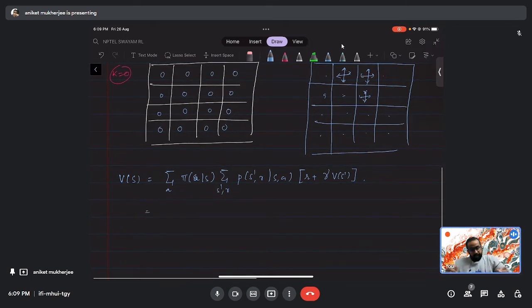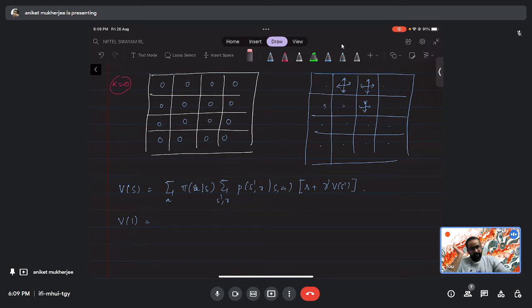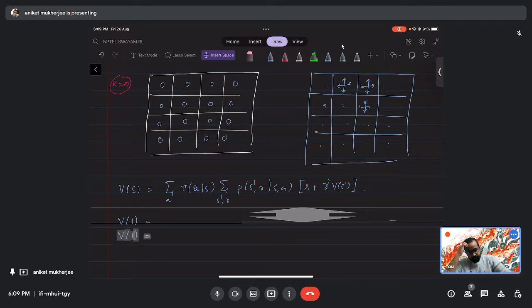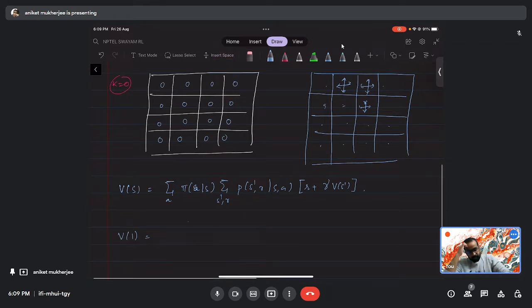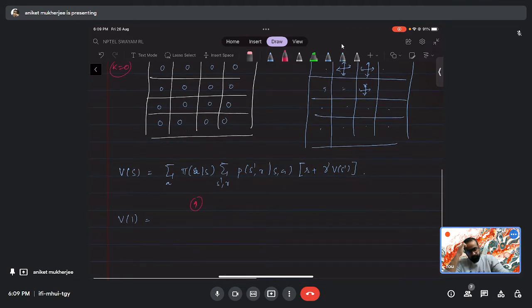So now I want to calculate V of 0. Maybe let's calculate V of 1 first. Now the first summation is over all the actions, right? So what all actions could you take when you're at 1? Up, down, left, right. When you take up action, what is the probability of taking up action? With the probability 0.25. Yeah, so 1/4. I'll add 1/4.